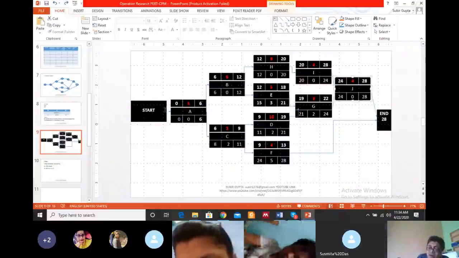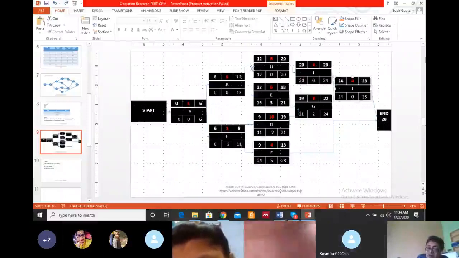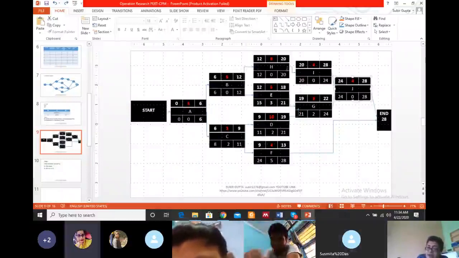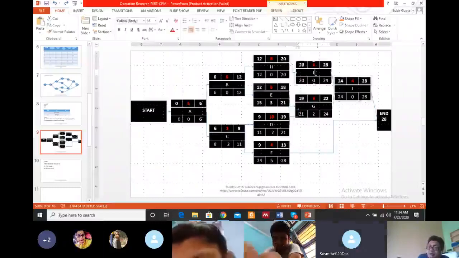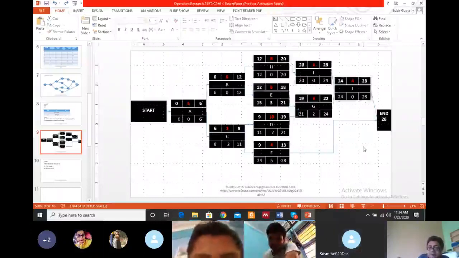All arrows must start in the middle of the position and end in the middle of the position. It denotes the activity H. So our arrow must end at the activity H, and our starting arrow is always at the activity H and ending with the activity I. Is that okay, everybody? Yes, sir.